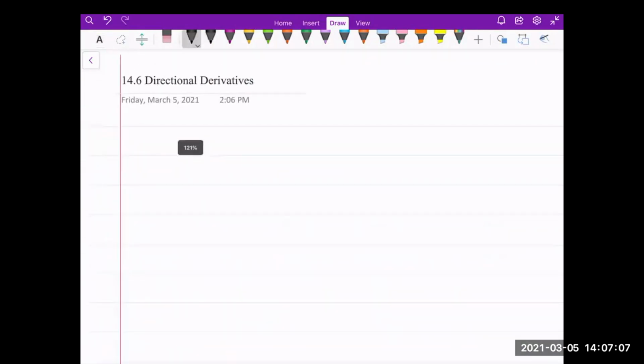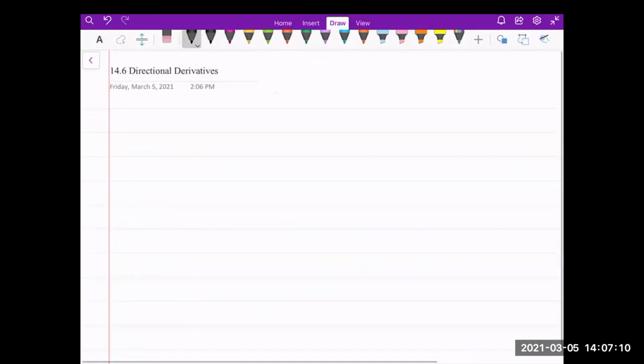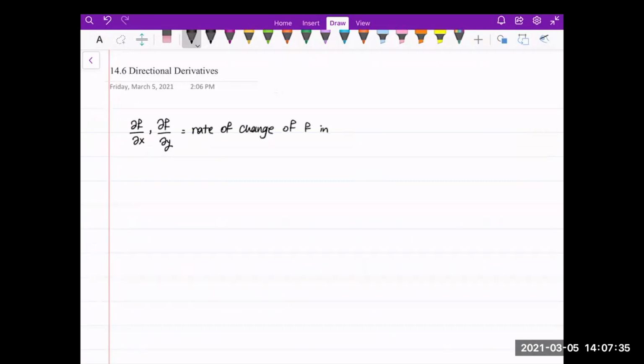Let me start by giving you a recall. df/dx and df/dy, we say that they are the rate of change of f in the x or y directions.